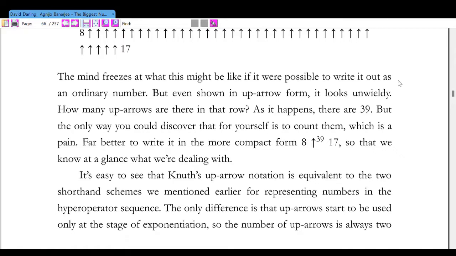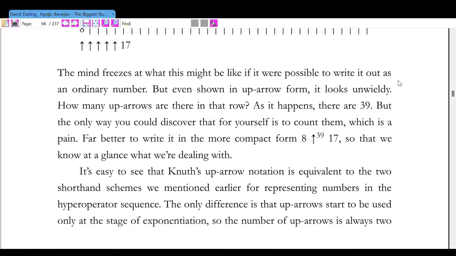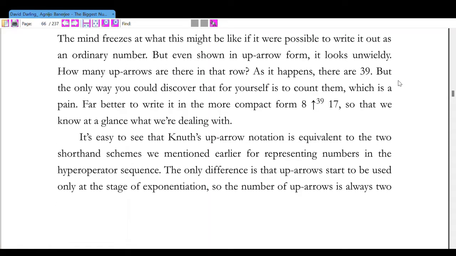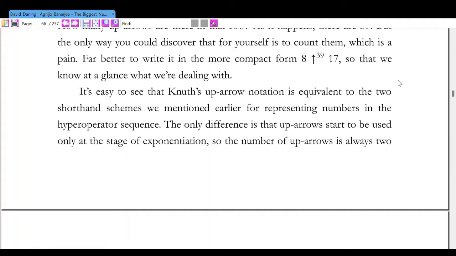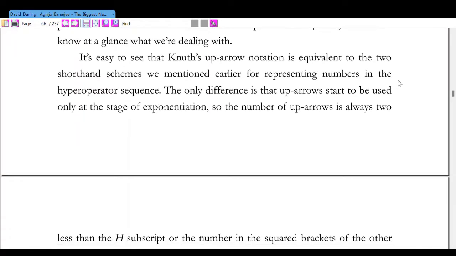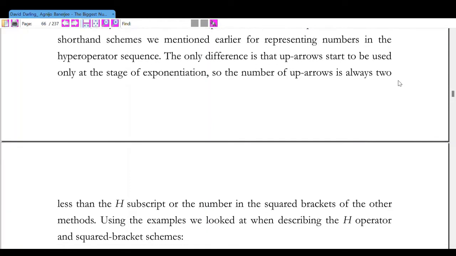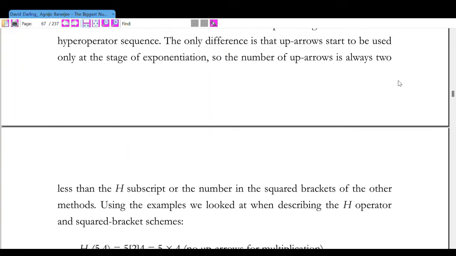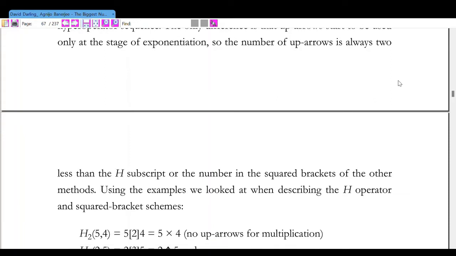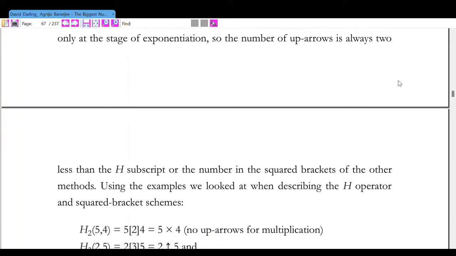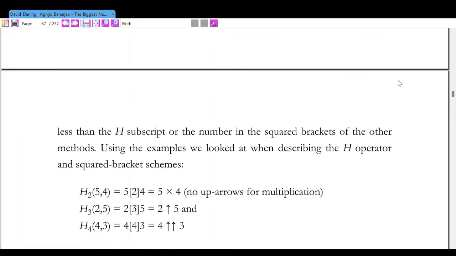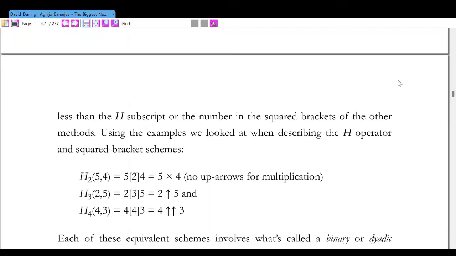It's easy to see that up arrow notation is equivalent to the two shorthand schemes we mentioned earlier for presenting numbers in the hyperoperator sequence. The only difference is that up arrows start to be used only at the stage of exponentiation, so the number of up arrows is always 2 less than the h subscript, or the number in the square brackets of the other methods. Using the examples we looked at when describing the H operator and square bracket schemes.